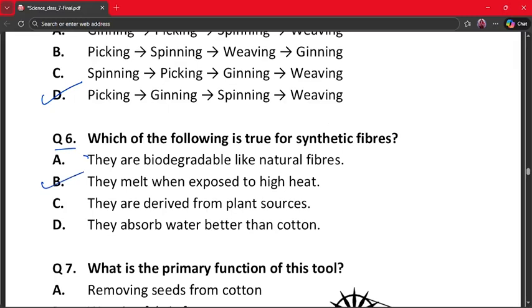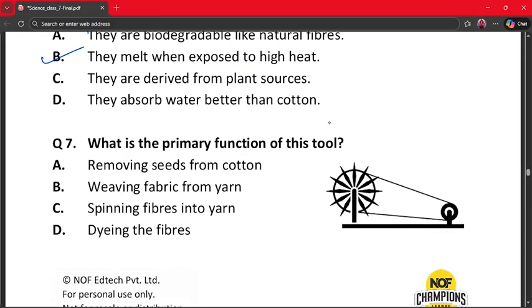Synthetic fibers react differently to heat. They soften or melt when exposed to high temperatures. This is why they are dangerous near fire. They are not biodegradable and not plant-based. So melting on heating is the correct property. The next question is question 7.